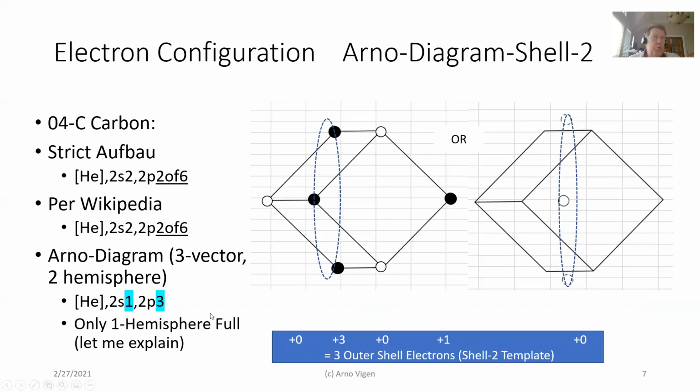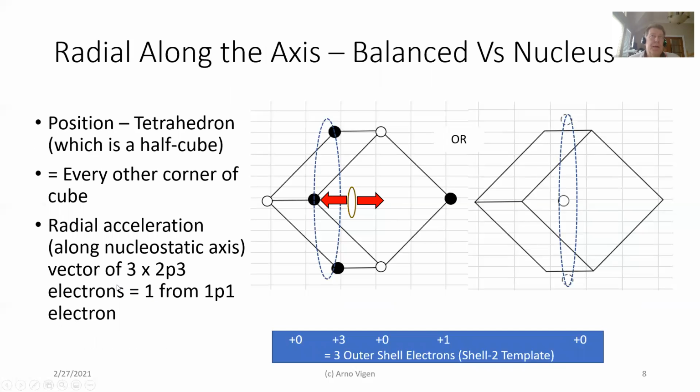Now, usually I want to have both sides full. So let me explain this a little bit differently. Carbon is a very special one because radial along the lens is balanced versus the nucleus. Its position is a tetrahedron, which is a half cube. That is every other corner on a cube. Okay, but that radial allocation means that you have 3, but they're not all the way here, and so that sine angle of those 3 times 3 of them happens to be the same as the energy to go out to this electron over here.